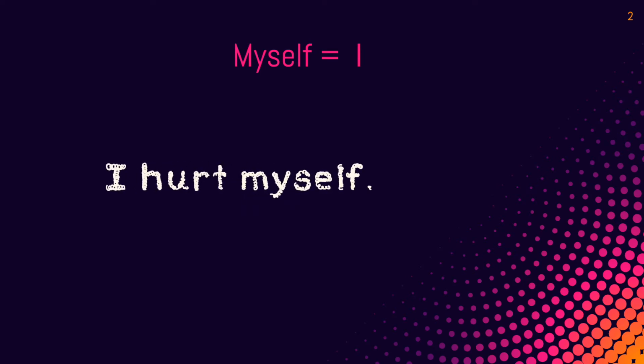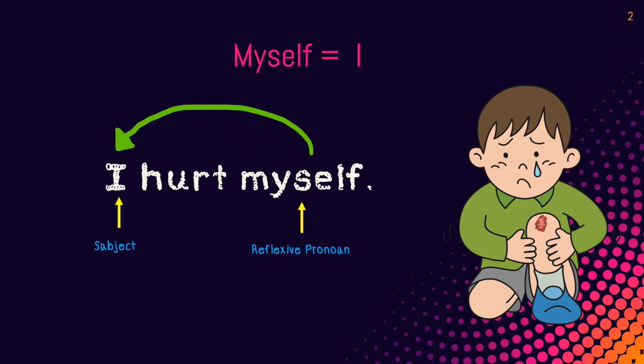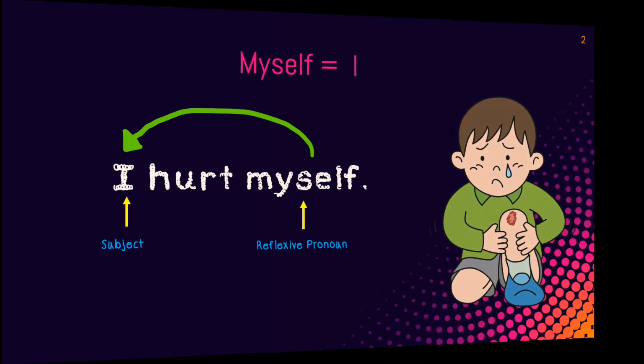The first reflexive pronoun we're going to look at is myself. Myself replaces the subject I. For example, in the sentence, I hurt myself, the subject is I, and myself is a reflexive pronoun. Myself refers back to I.